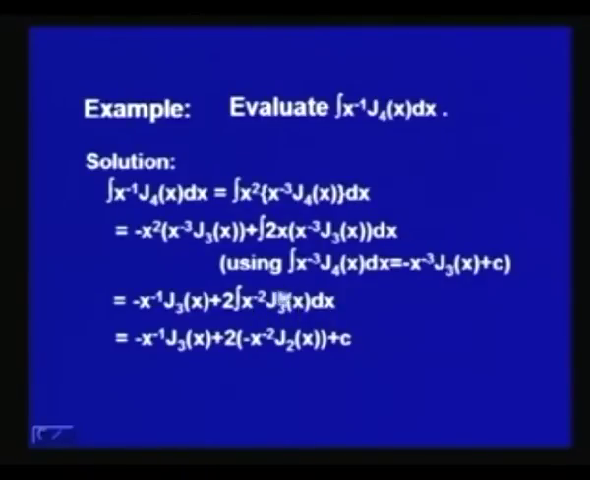The integral of x to the power minus 2 J3(x) we know is equal to minus x to the power minus 2 J2(x). So, we have the right hand side as minus x to the power minus 1 J3(x) plus 2 times minus x to the power minus 2 J2(x) plus c, or we may write it as minus x to the power minus 1 J3(x) minus 2 x to the power minus 2 J2(x) plus c, which is the integral of x to the power minus 1 J4(x) dx.